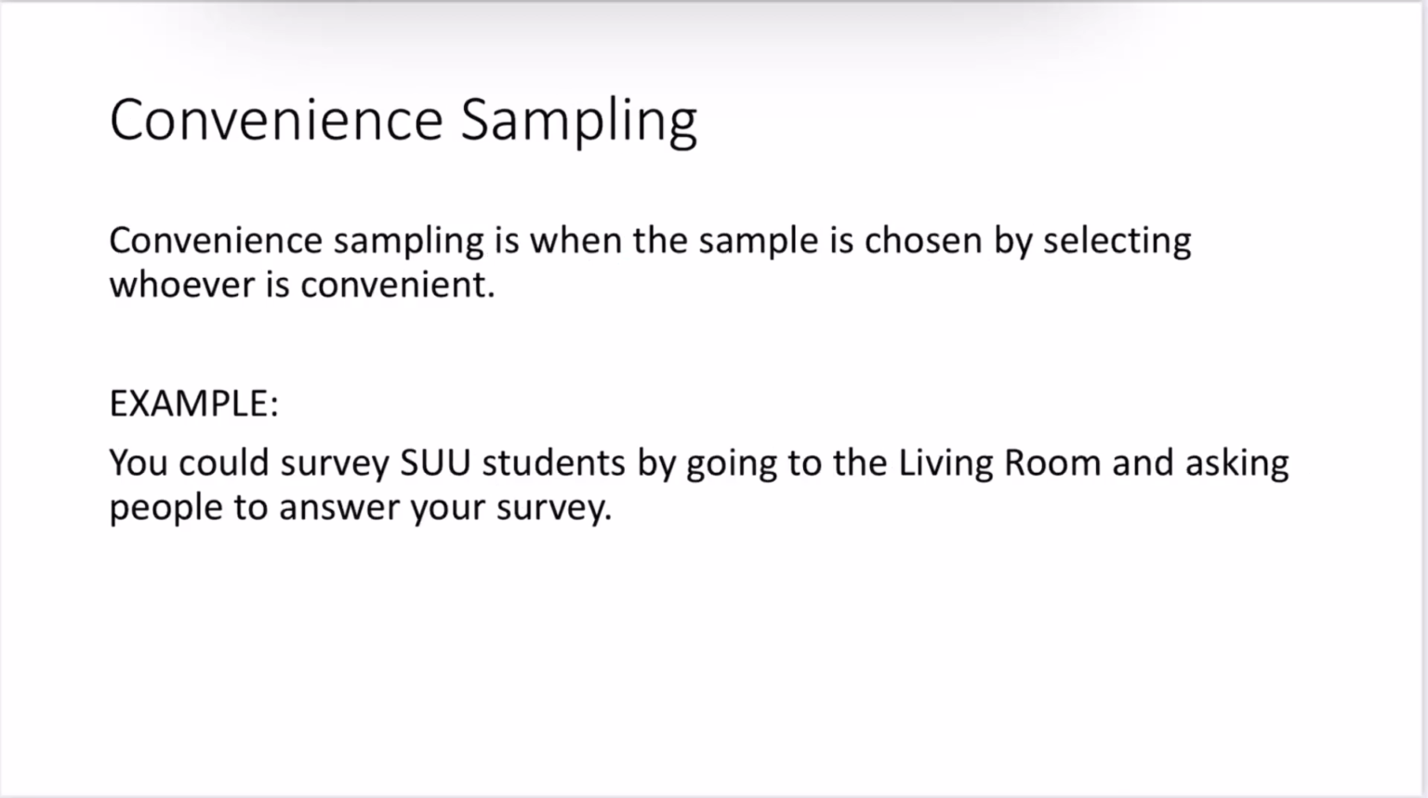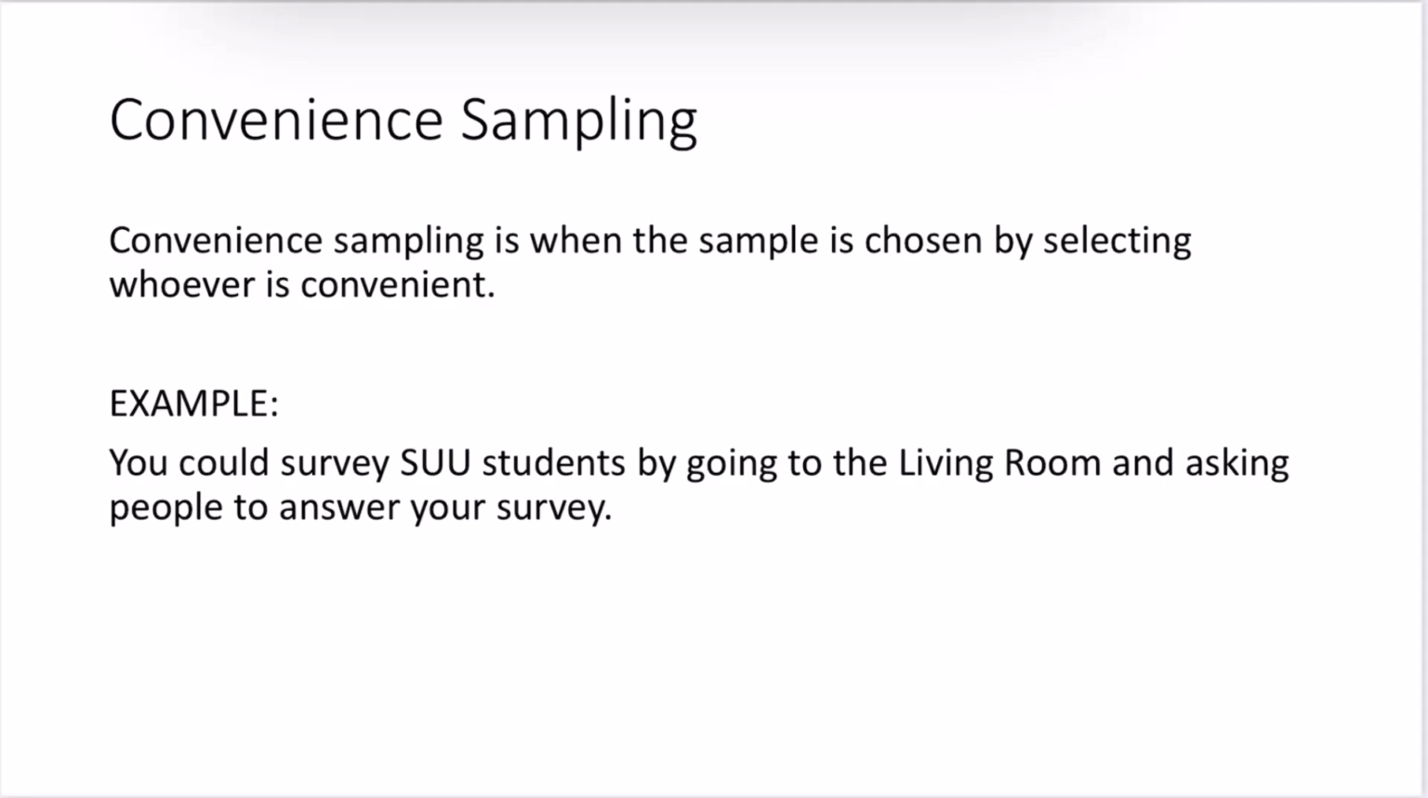The next type of sampling we're going to talk about is convenience sampling. So convenience sampling is one of the sampling methods that is more likely to not give you a fair representation of your population. Because convenience sampling is basically when the sample is chosen by just selecting whoever is convenient. So for example, if you wanted to survey SUU students, you could go to the living room and ask people to answer your survey, and that would be a convenience sample, but it may not necessarily be a fair sample because some SUU students never hang out in the living room.